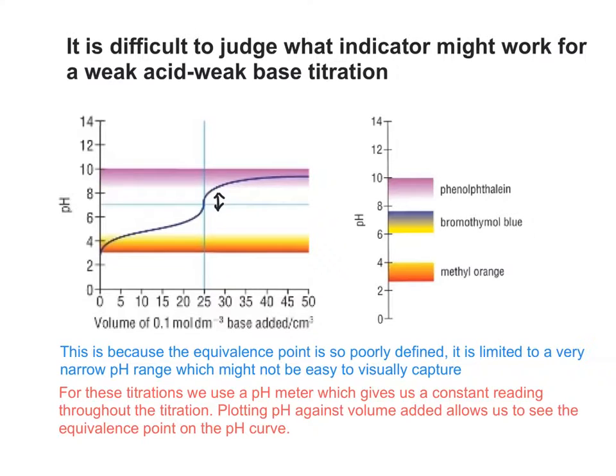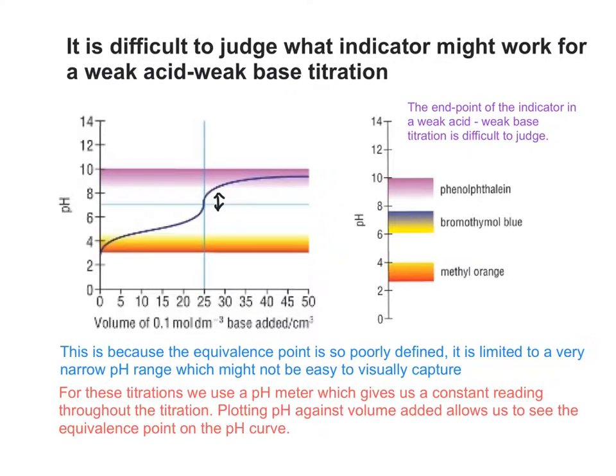So to get around this problem in the laboratory, we use a pH meter. This is an electronic device that can be connected to a tablet or a computer and gives us a constant reading throughout the titration. So plotting pH against volume in a pH curve allows us to see the equivalence point on that pH curve for a weak acid, weak base titration.